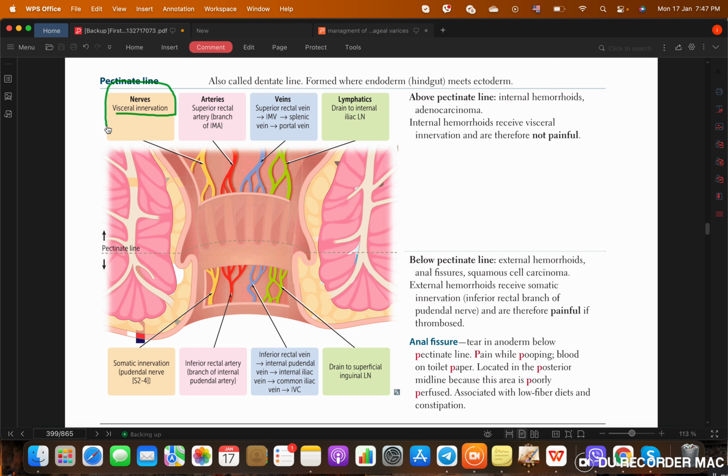Can you feel visceral innervation? Yes or no? No, you cannot. The arterial supply comes from the superior rectal artery, which is a branch of the IMA. The veins, again: superior rectal vein, IMV, and splenic vein and portal vein.